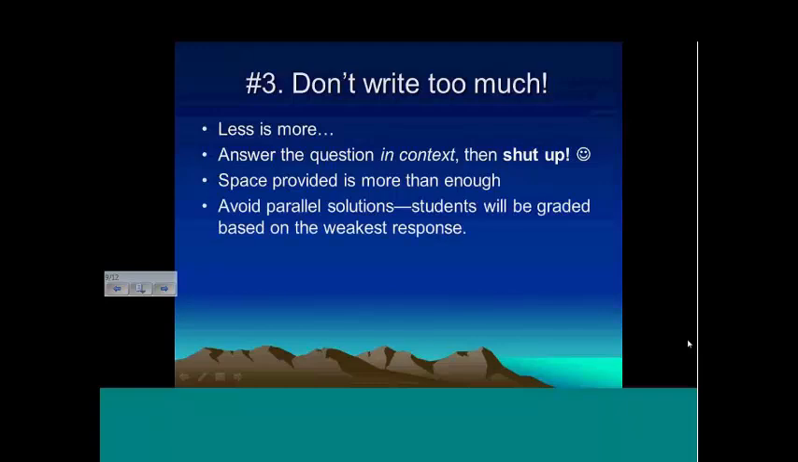The fourth one is to avoid parallel solutions. And we've kind of referred to this already, but the idea is that students will be graded based on the weakest of their responses. So if they attempt to answer a question two different ways, for example, using their calculator and using a formula, students will be graded on the weakest response. That way we discourage kids from just trying thousands of different methods, hoping that one of them is correct.